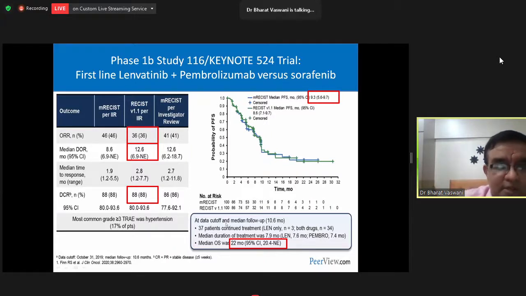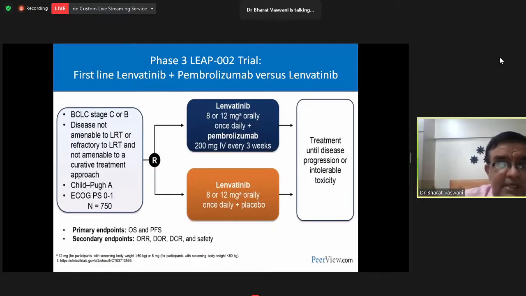Just try to see, the more you are going ahead, probably the benchmark that has been created by Atezo-Bev may not be crossed, but may be matched by a few of the other drugs that we'll be getting phase 3 studies for in the near future. This is our phase 3 study, LEAP 002. Again, this study is comparing Len Pembro versus Len. Actually, I'll be more interested in knowing about Len also, because most of these people will be taking second line immuno also. So this study will also tell us whether this combination is really going to work and whether it will really compete with our Atezo-Bev combination.